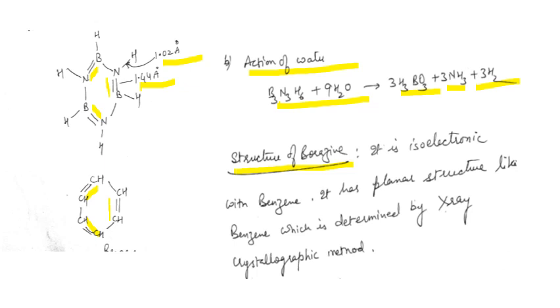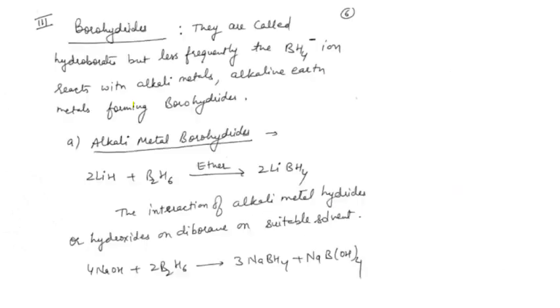So it is isoelectronic with benzene. The structure is isoelectronic. That's why it is also called inorganic benzene. It has a planar structure like benzene, and this has been proved by the experimental X-ray crystallographic method. Understood? So that's why it is called inorganic benzene.